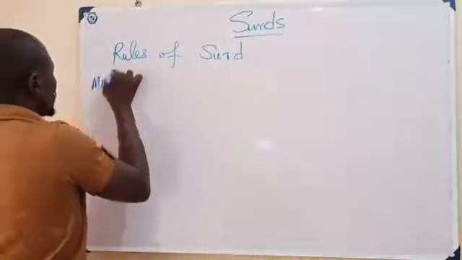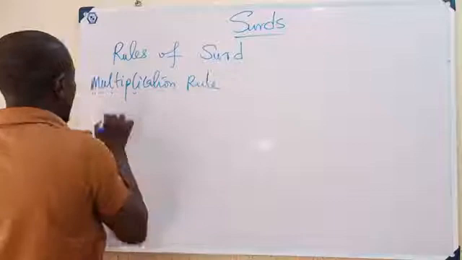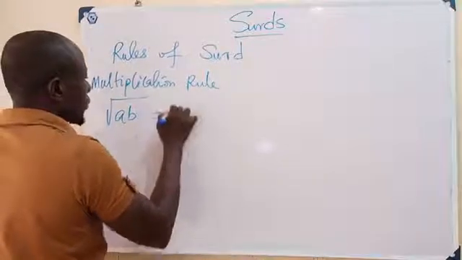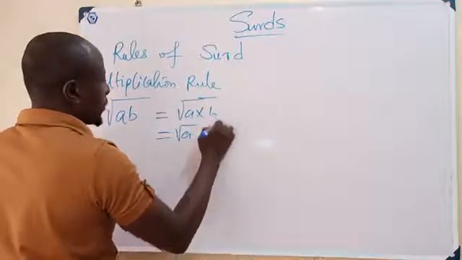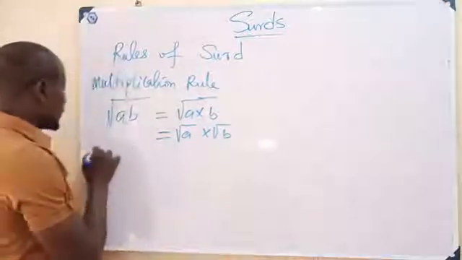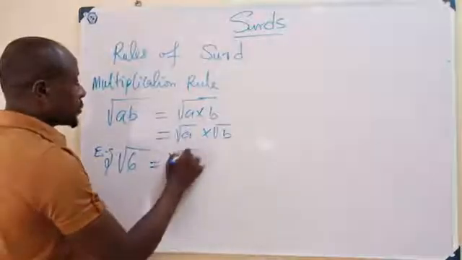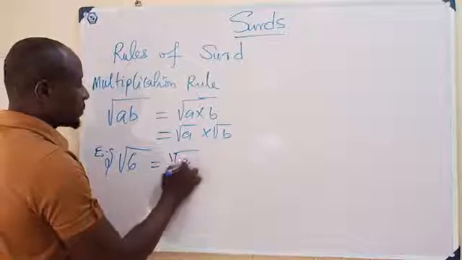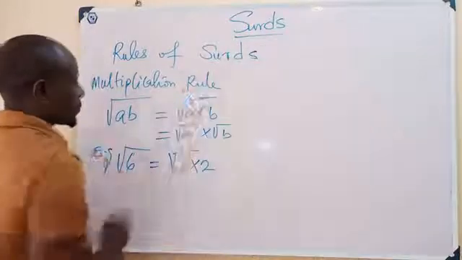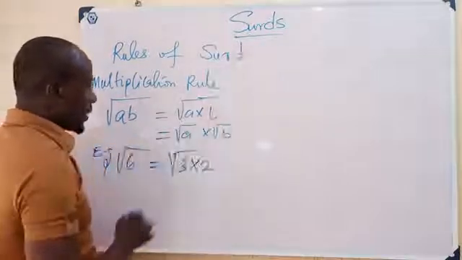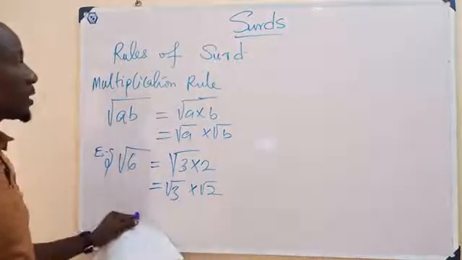The multiplication rule, which is if you have root AB, this is equal to root A times root B. And if you break it down further, it is root A times root B. Example, root 6 can be broken down into root 3 times root 2. Root 3 times root 2. Right? So, this is for the multiplication.